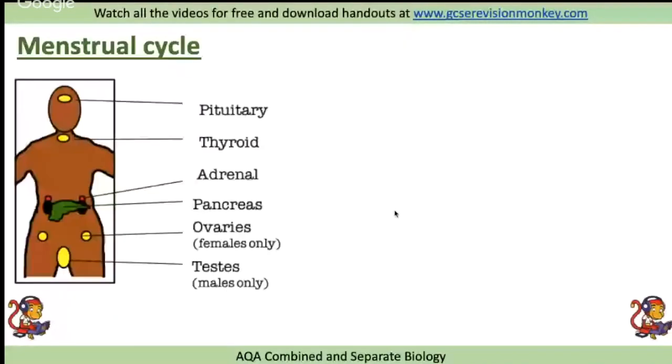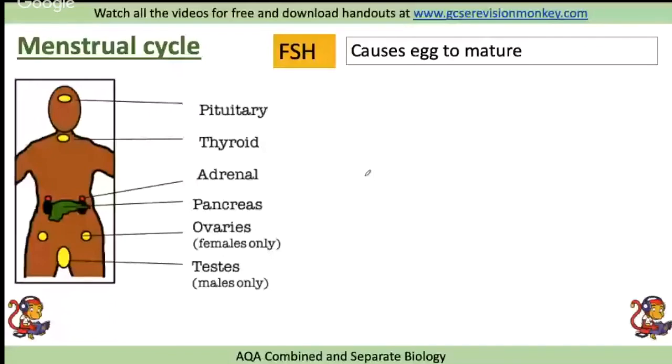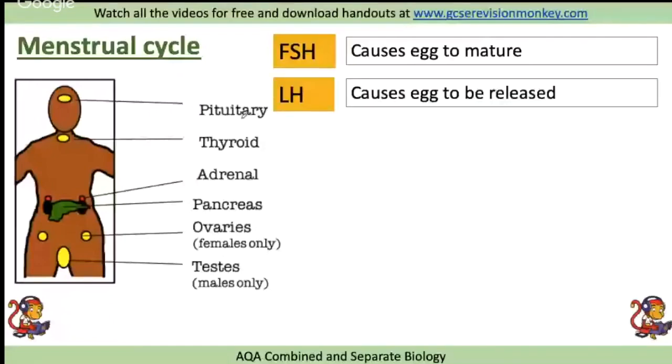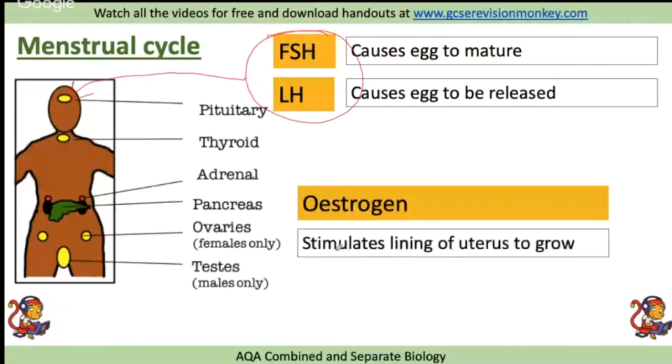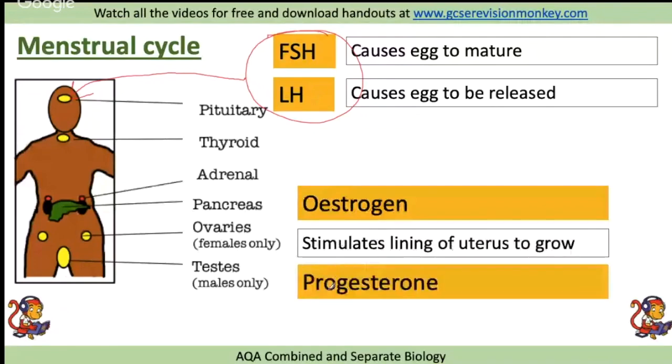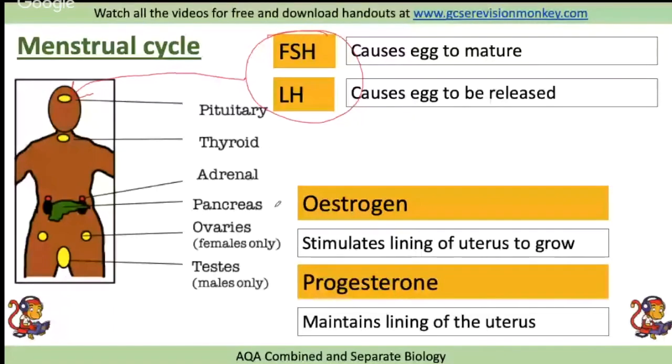Okay, moving on then. Menstrual cycle. So with the menstrual cycle, the main hormones that we're talking about are FSH, which causes the egg to mature, and LH, which causes the egg to be released. I want you to remember the abbreviated ones, the FSH and the LH; they are produced in the pituitary gland. And then we've got two other hormones. We've got estrogen, which stimulates the lining of the uterus to start growing, and progesterone, which maintains the lining of the uterus. These two are produced in the ovaries.